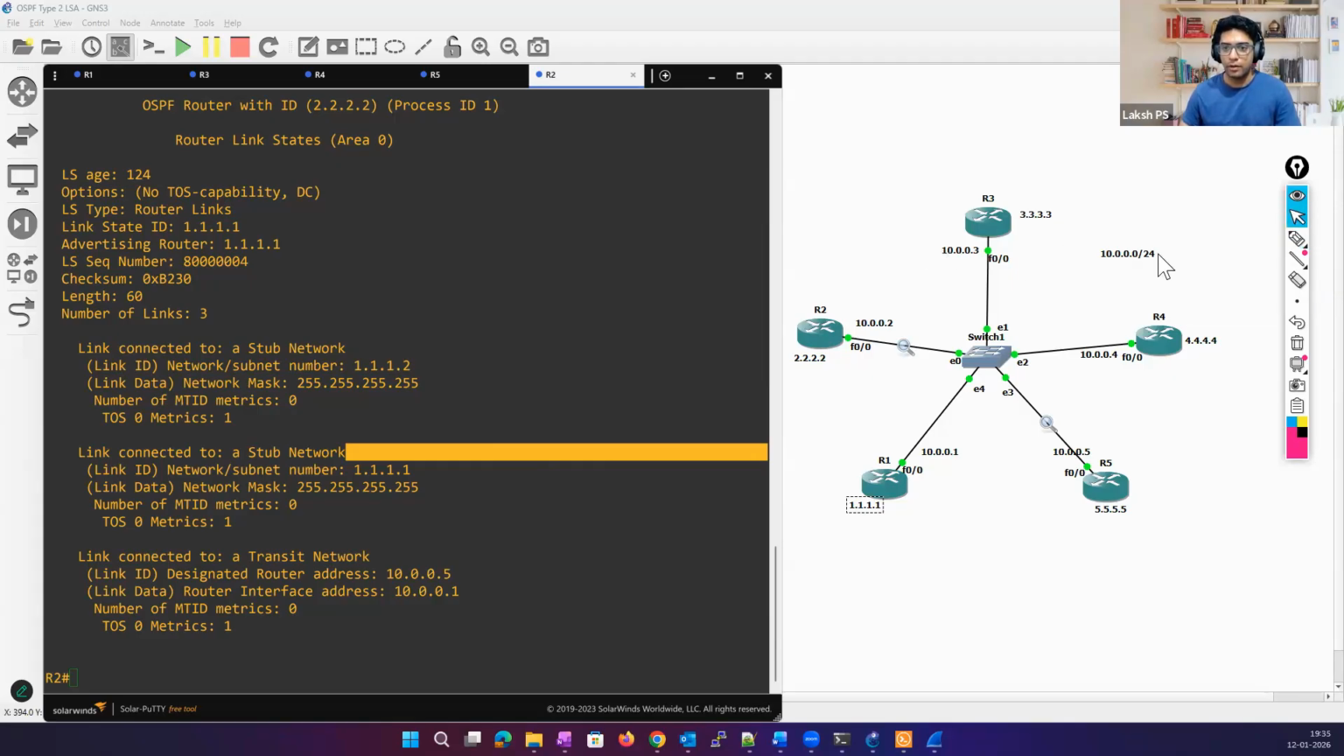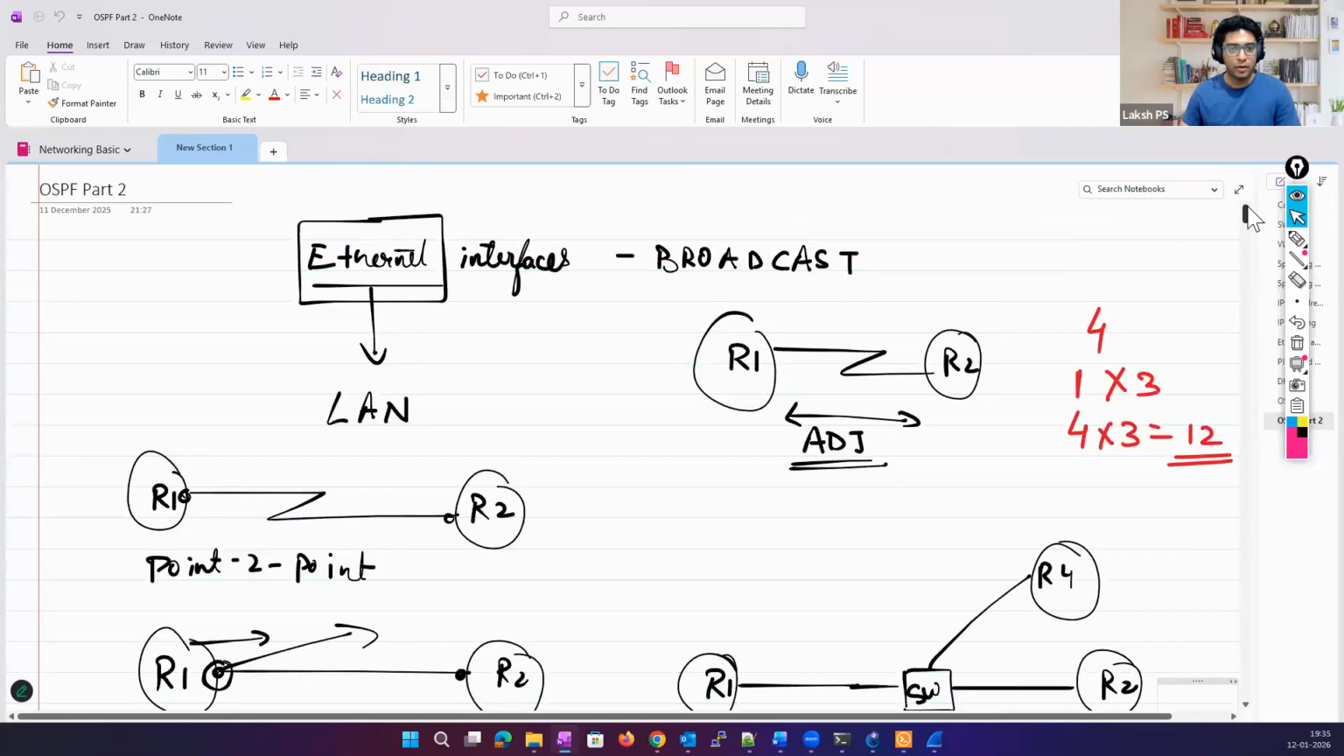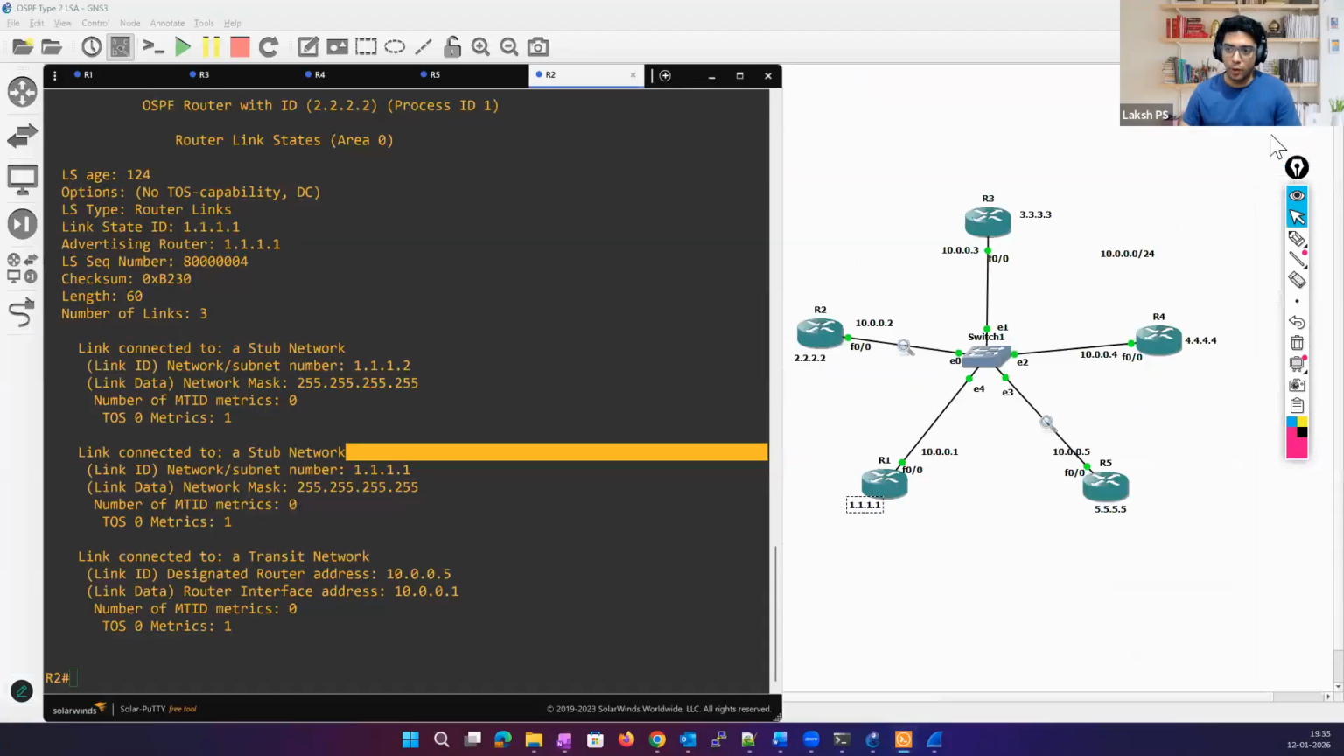So let me go back. Now, tomorrow we will discuss areas: why OSPF uses areas, why it is necessary for OSPF to work with areas, and how areas basically help OSPF scale in a larger network environment.